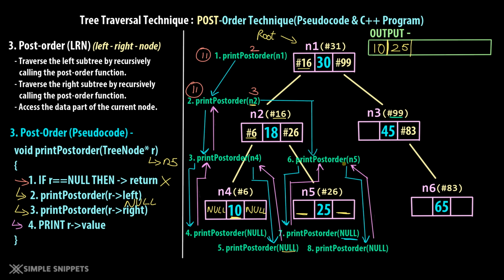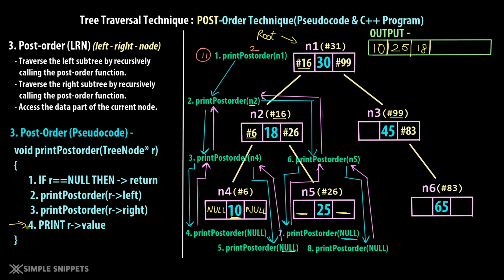Who called the 6th print post order? You can follow this arrow and you can see the 2nd print post order gave a call to the 6th print post order. So you'll now go back again. When you go back, the 2nd print post order will resume its operation. It was paused at step 3. Step 3 is done, so it will resume from step 4, which says print r of value. When you are at the 2nd print post order level, the r value is nothing but n2. So when you say print r of value, you're saying n2's value, and n2's value is nothing but 18. So I'll write 18 over here.